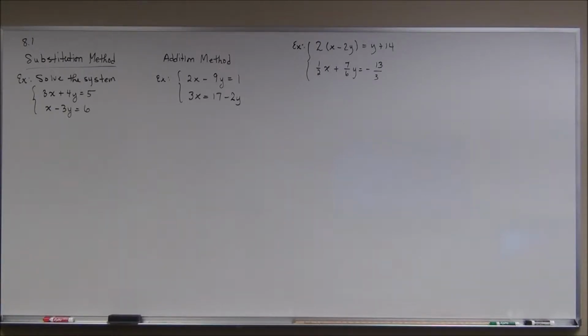Alright, now we're going to look at the two other methods of solving 2x2 systems. 2x2 systems meaning two equations, two variables. The first one we're going to do is the substitution method.